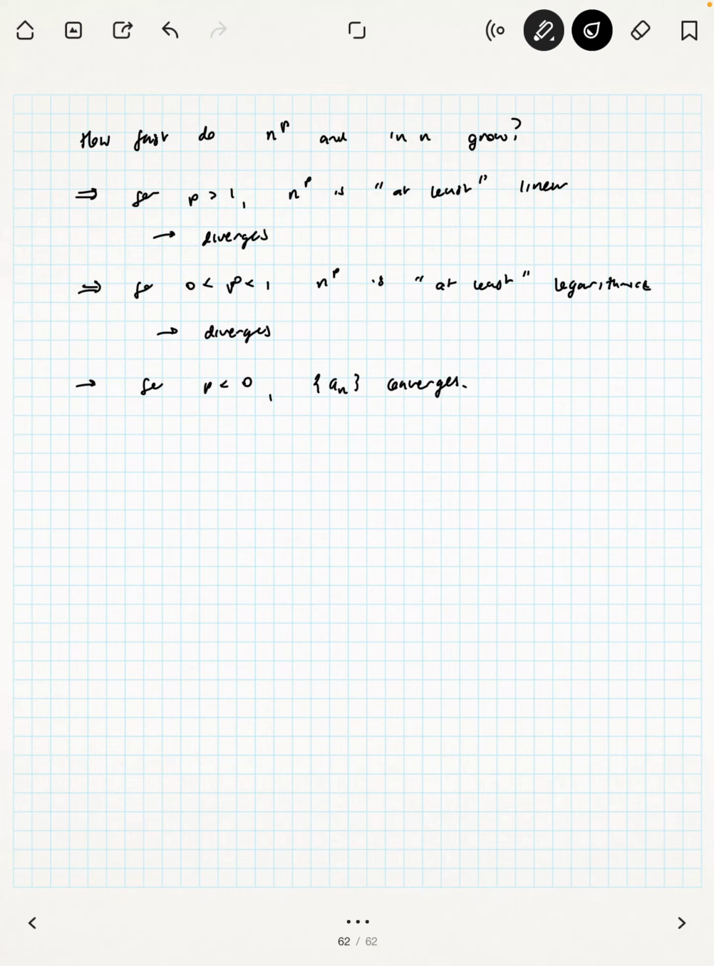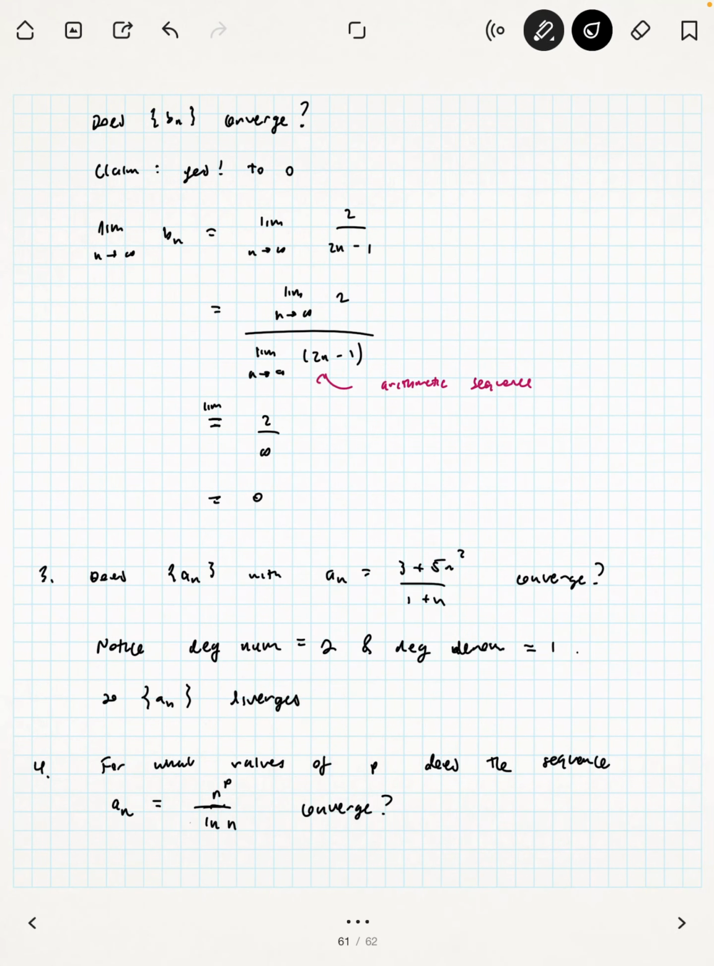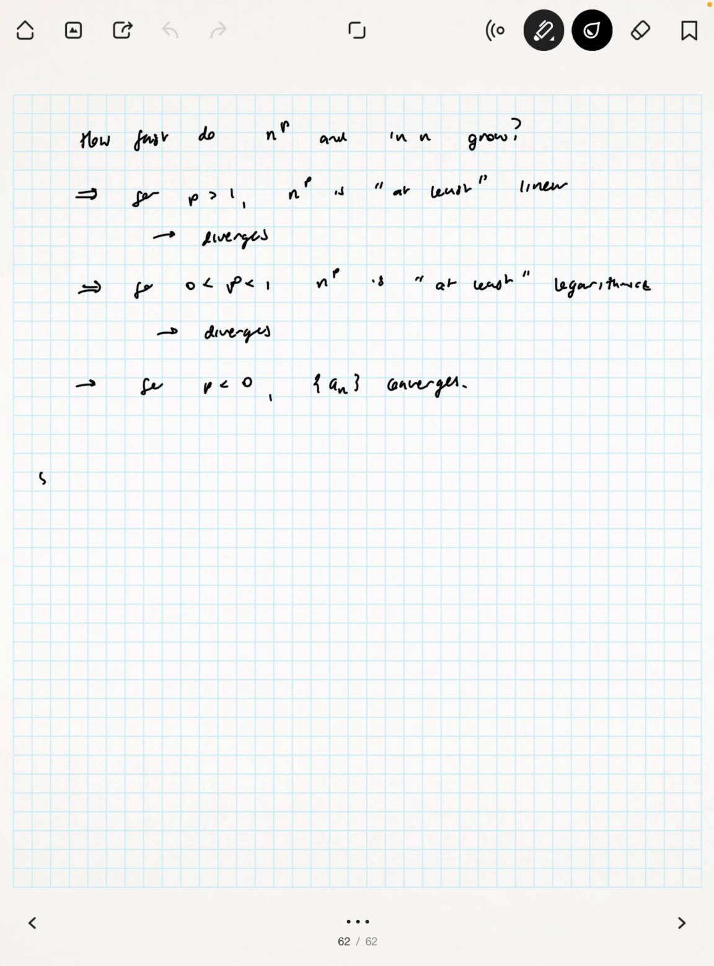Okay, one more example that I want to cover here that I think is worthwhile. So let's see, if that was 4, then this one's 5. Determine convergence of c_n equals (2n minus 1) factorial over (2n plus 1) factorial.